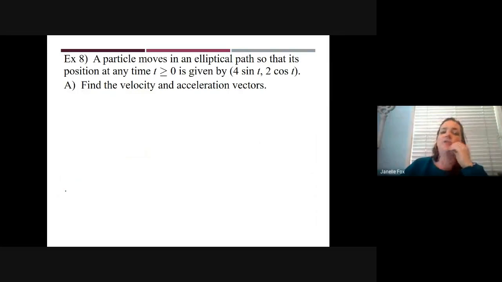Okay, so then jamming on to example number 8. Now we're saying there's a particle and it's in an elliptical path. So they're flat out telling you that this is an ellipse, you guys. Okay, so it's an elliptical path. And then here's its position, right? So we know that the position coordinates are going to be the same as the position vector. So when we go to part A, which on your note packet does say part E.